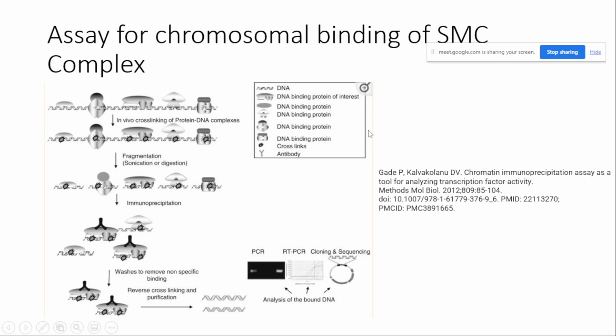So what is the technique of this ChIP assay, or the chromatin immunoprecipitation assay? This is your DNA, and as you know, many proteins are known to bind to DNA. Your protein of interest is this one, but there are many other proteins also. Now your goal is, for a particular region, to check or quantitatively measure the binding of your protein of interest.